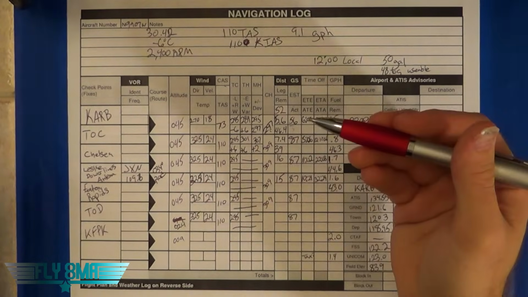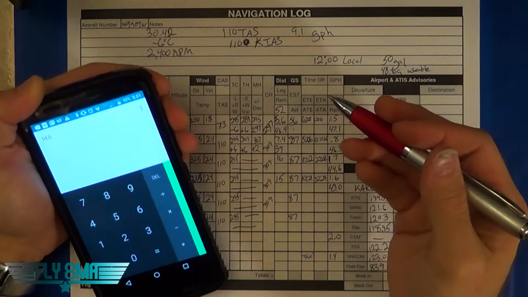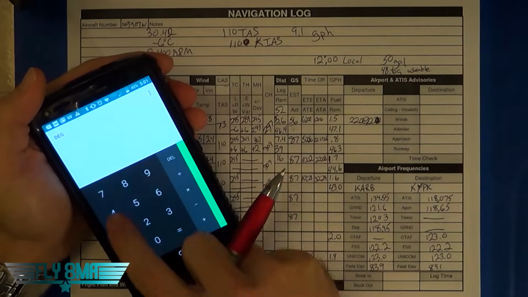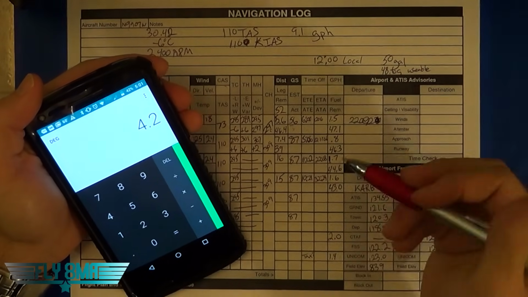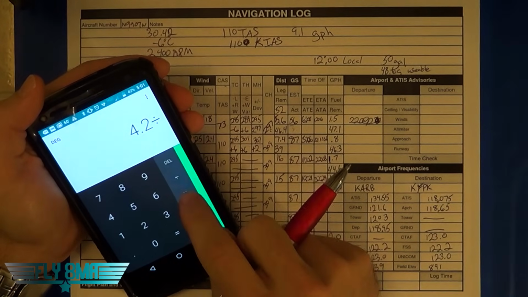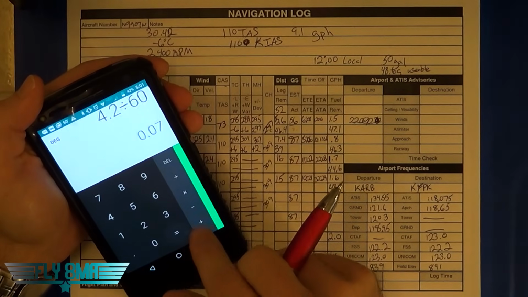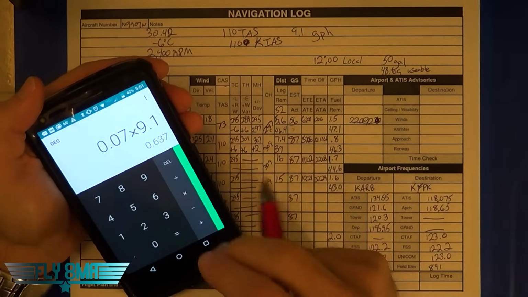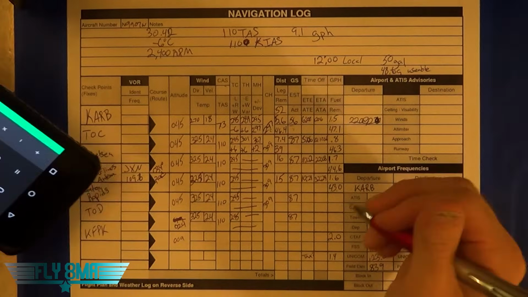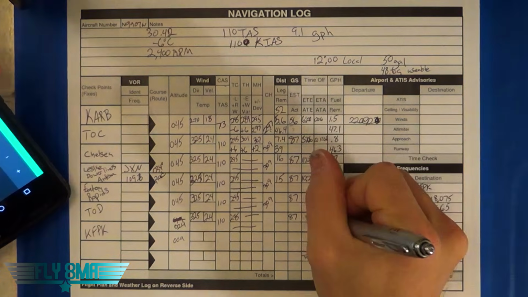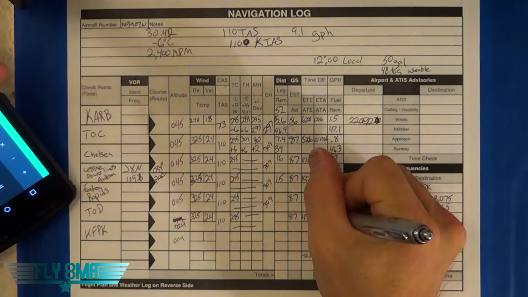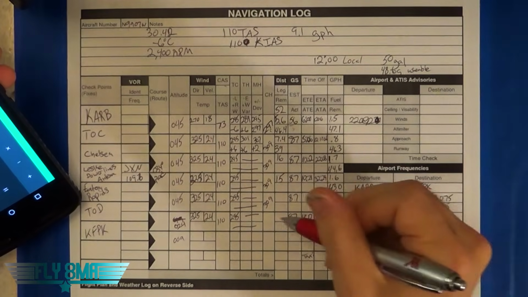So 20% of a minute is 12 seconds. So 4 minutes and 12 seconds, or really 4.2 minutes. So in 4.2 minutes, if I was burning 9.1 gallons per hour, 4.2 minutes divided by 60 times 9.1, I'm going to burn about 0.7. So I'll conservatively say to get down, I'll burn 0.7. It's going to take me 4 minutes and 12 seconds. So I'll put the 412 there.